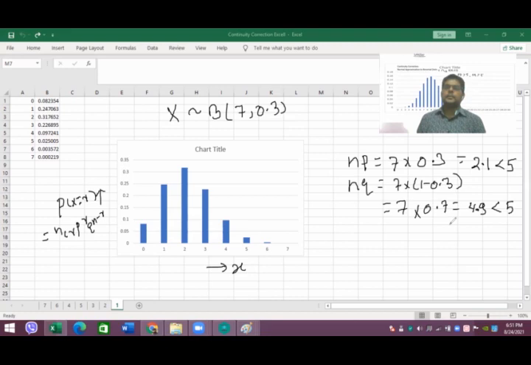So here you can see that both np and nq are less than 5. That means there is no regularity in the height of the bars and area under the bars if you consider a curve like this. Therefore, up to the n number of trials where np is less than 5 and also nq is less than 5, the graph will not show any sort of decision-giving shape over here. So note it down.